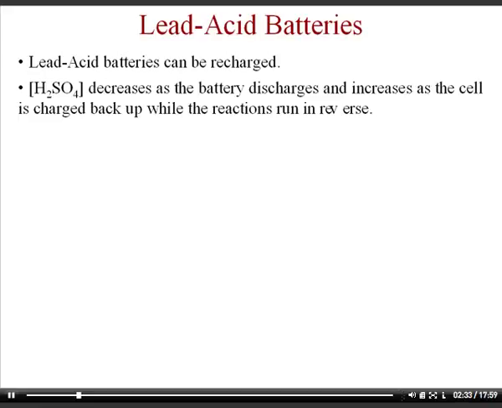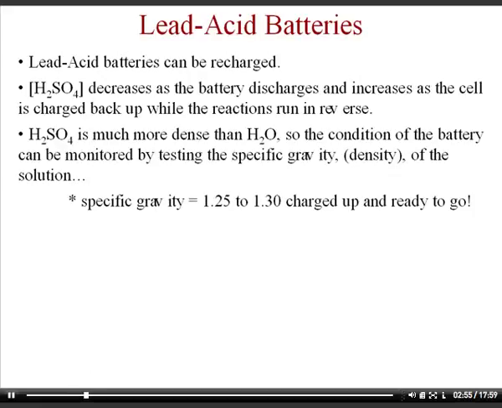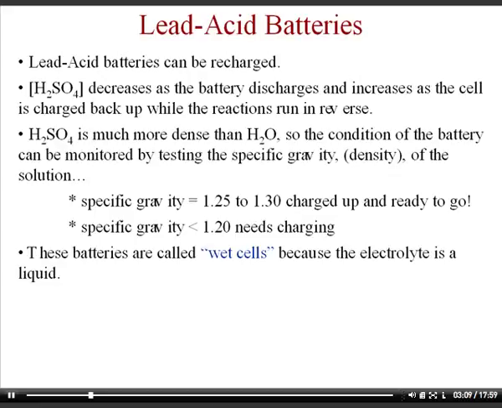As you should know, you can recharge a car battery, and the sulfuric acid electrolyte decreases in concentration as the battery discharges, and when you charge it up it increases as the cell is run in reverse. And sulfuric acid is much more dense than water, and so you can figure out the density or specific gravity of the sulfuric acid to see if it needs to be recharged. So if the specific gravity is between 1.25 and 1.3, then it's charged up and ready to go. But if the specific gravity or density of the sulfuric acid gets too low, you need to charge it. Now these batteries are called wet cells because the electrolyte is actually a liquid, it's sulfuric acid.